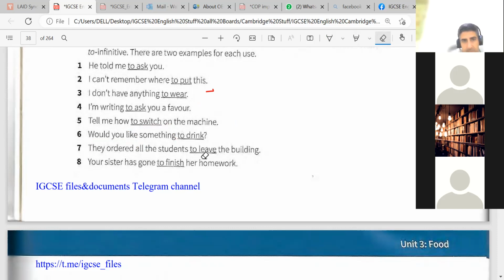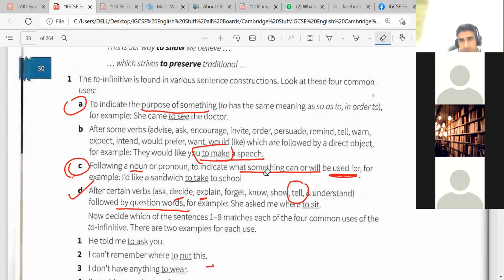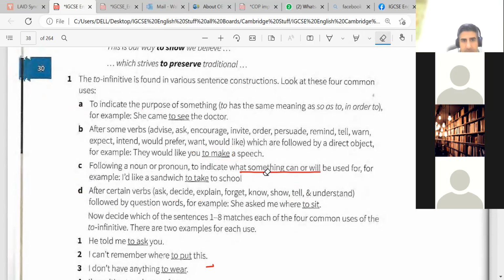And the answer. So, here the functions. A. Purpose. Yes, A. Okay, what about B, Khalid? What about C? Why would it be B? What about C, Khalid?